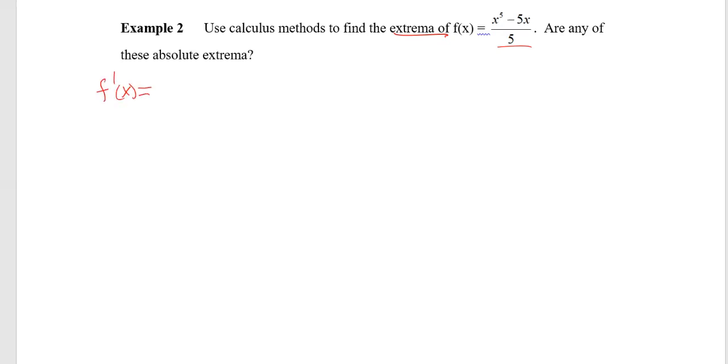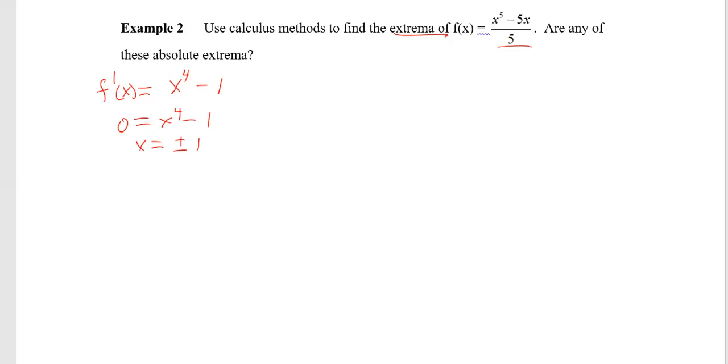We need our derivative, which would be x to the 4th minus 1. So minus 5 over 5 and 5x to the 4th over 5. Okay, so set it equal to 0. We get x equals plus or minus 1, so those are critical.